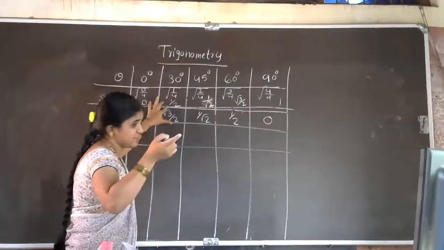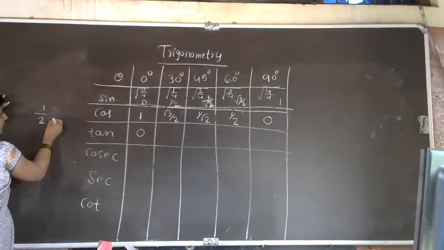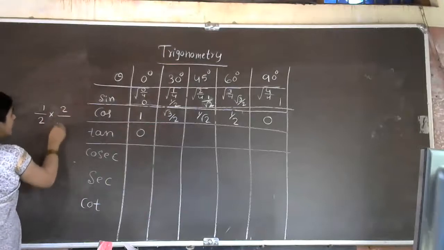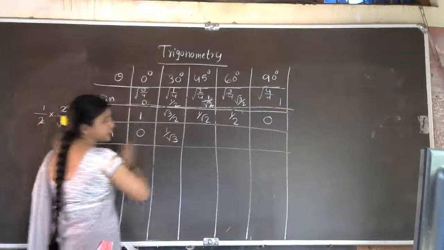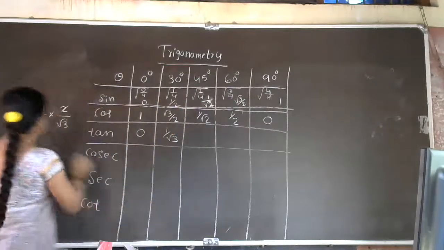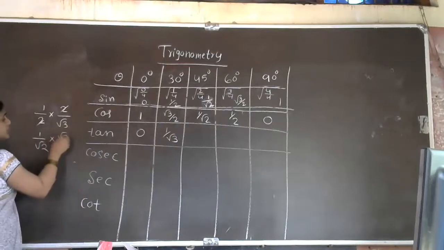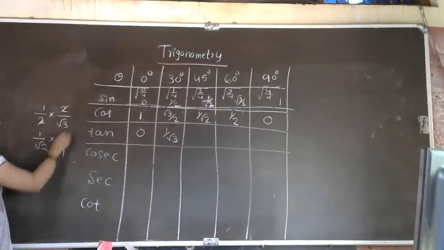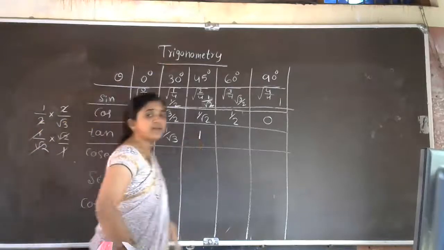So next, imagine the reciprocal. When you imagine the reciprocal, 1 by 2 into 2 by root 3. 2 cancels. Answer is 1 by root 3. Right. Next here, 1 by root 2 divided by 1 by root 2, in the sense root 2 by 1 after the reciprocal. Root 2 gets cancelled, 1 gets cancelled. Answer is 1. Right?